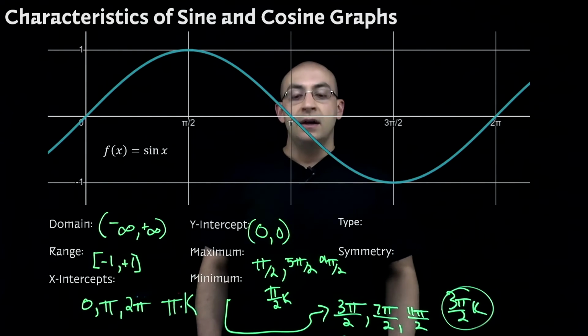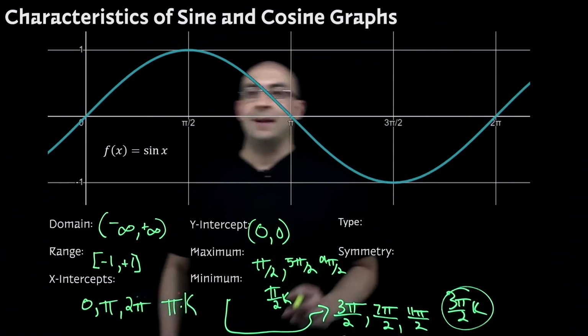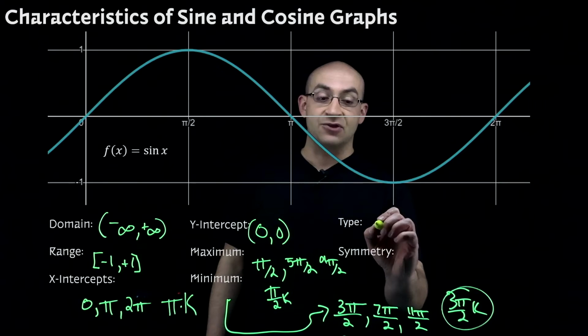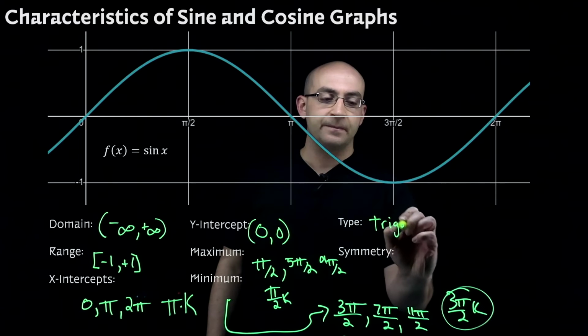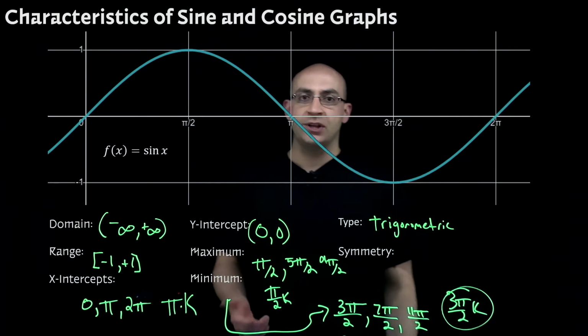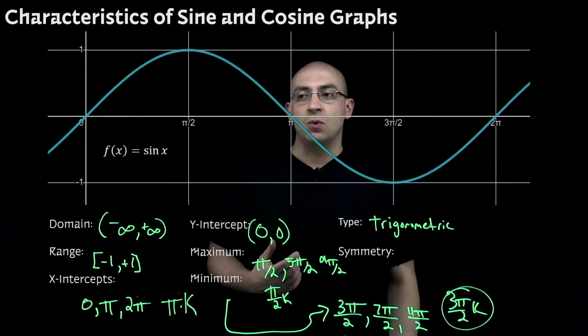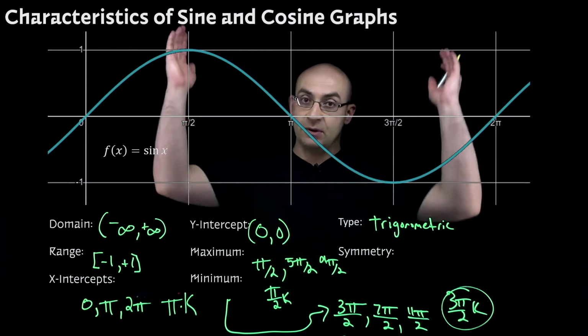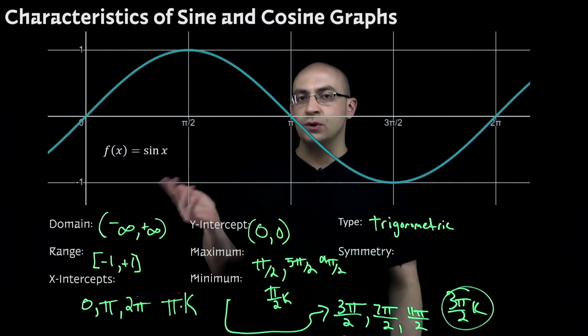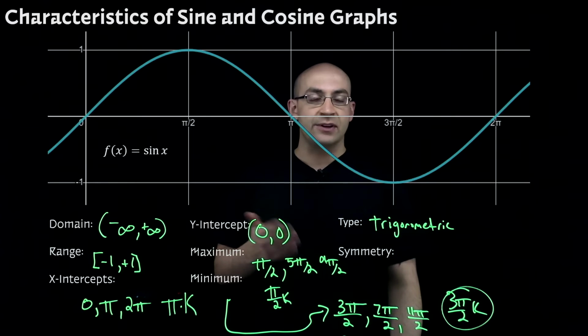Okay? Now, let's talk about the type. Now, type is kind of a generalized term. The type of function certainly is trigonometric. Now, we would say that for any type of function of its family, right? So when we talk about quadratics, things that are squared, they would be quadratic in type. Linear, exponential, so on and so forth. This is trigonometric in its very base.